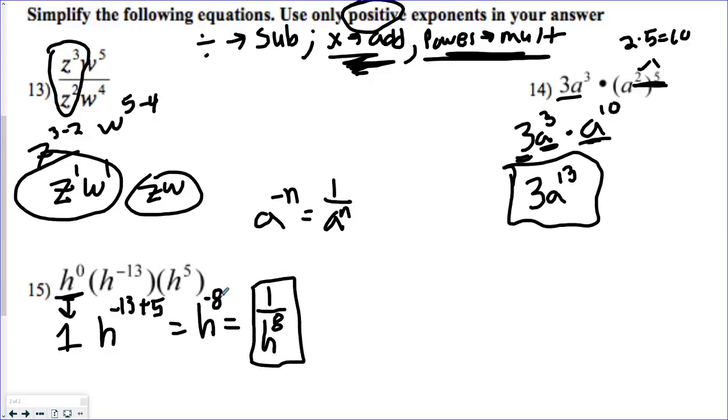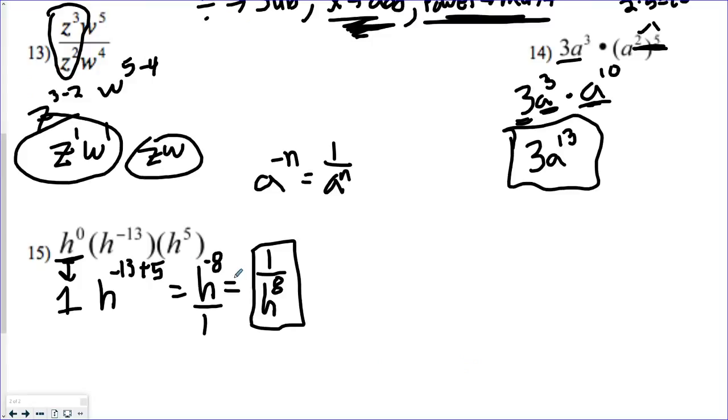So putting the negative exponent on the bottom actually makes it positive because if it's on the bottom, it's already assumed to be negative in a sense. So basically this means negative 8 or h to the negative 8 over 1. So if I just flip it or reciprocate it, then it becomes the positive version. And so that's how you change a negative exponent to a positive is you switch the position of the value.